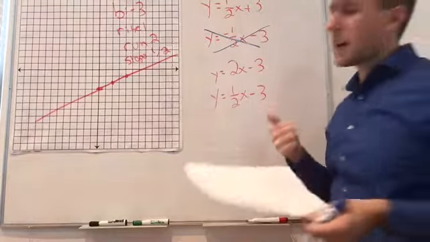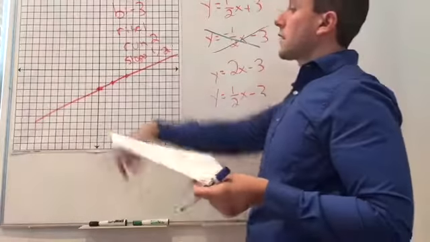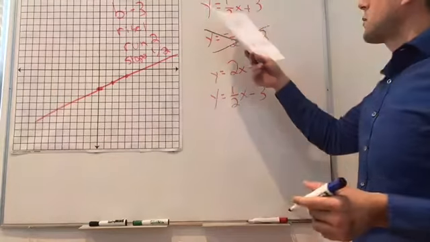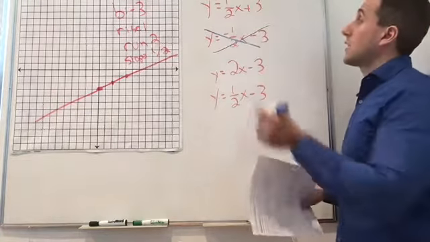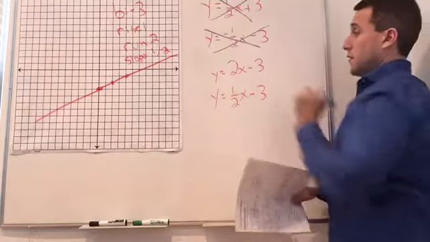The next thing on the checklist is the y-intercept. The y-intercept of this problem was negative 3. So everything should have a minus 3 or a plus negative 3 at the end. A has a plus positive 3. That's not going to work.